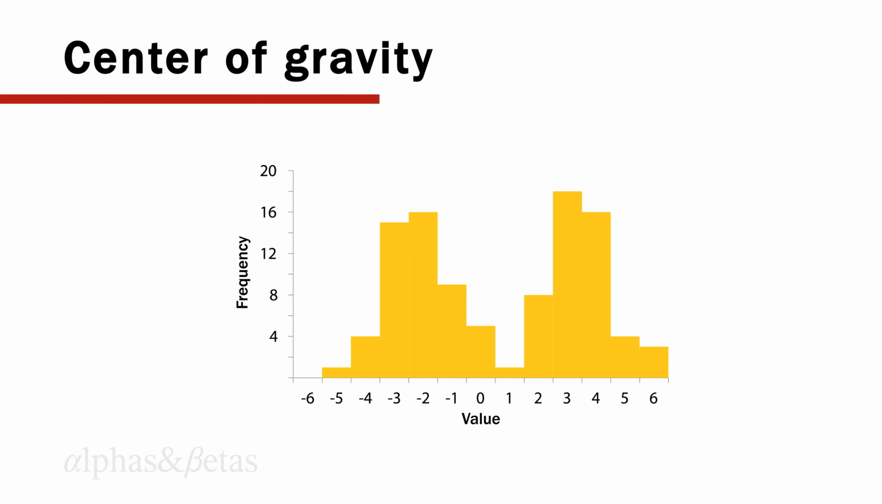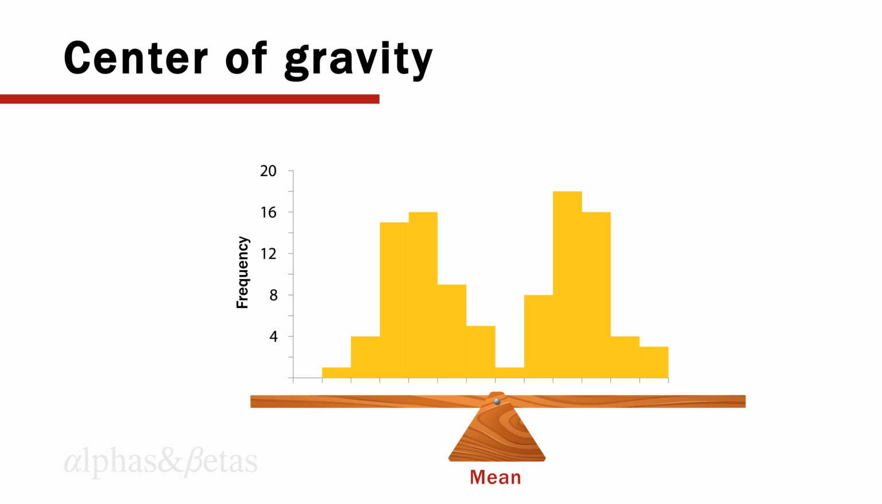Something interesting is if you mark the mean on the histogram, it corresponds to the point that balances the distribution. The mean is like the center of gravity. You can do this to roughly check that your mean is not ridiculous.